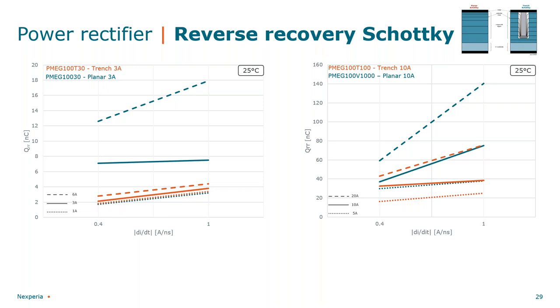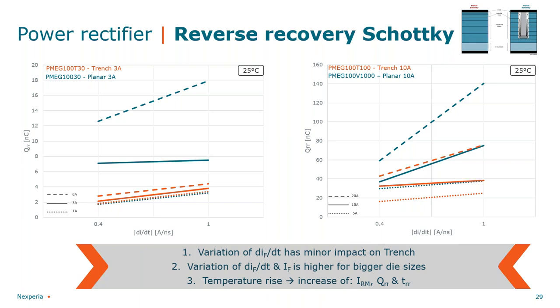If we look at the right-hand side, we can see that the spread for the trench device gets a little bigger, and the spread for the planar device is approximately the same. So what we can see is that the variation of di/dt has a minor impact on the trench technology, and the variation of di/dt and the forward current has a higher impact on bigger crystal sizes. And of course, if you now would increase the temperature, all the values would increase.